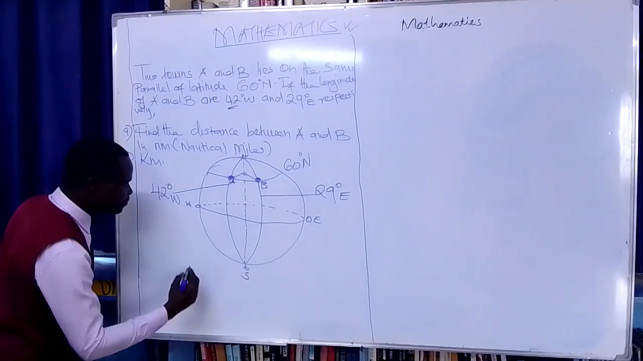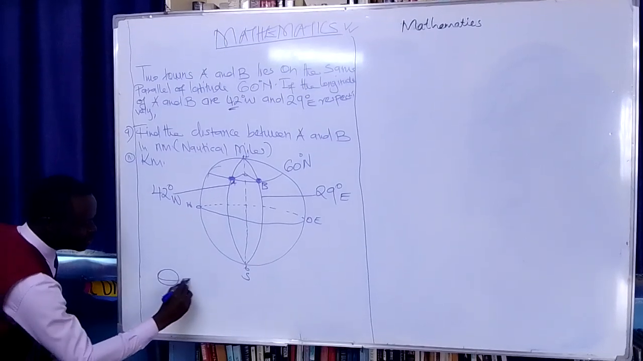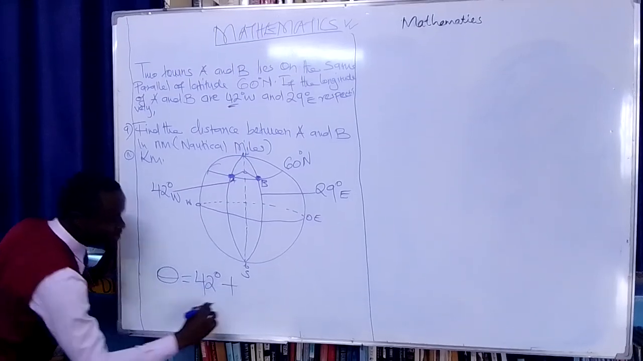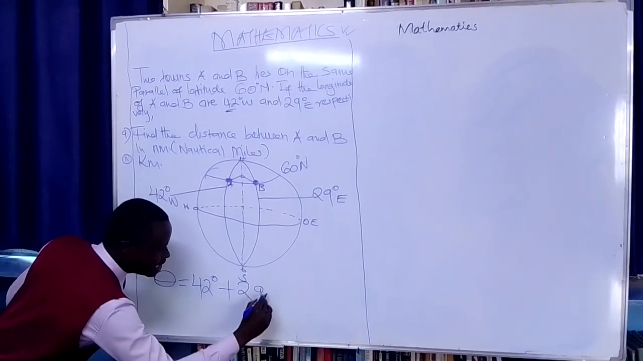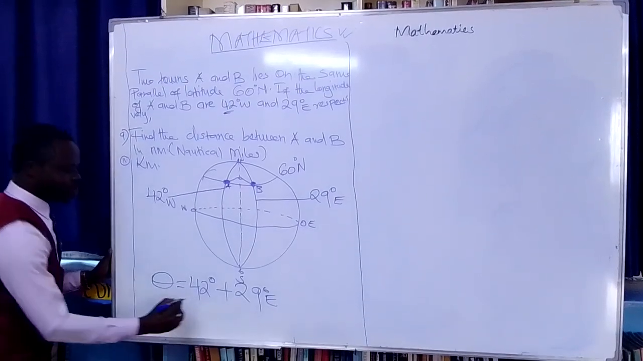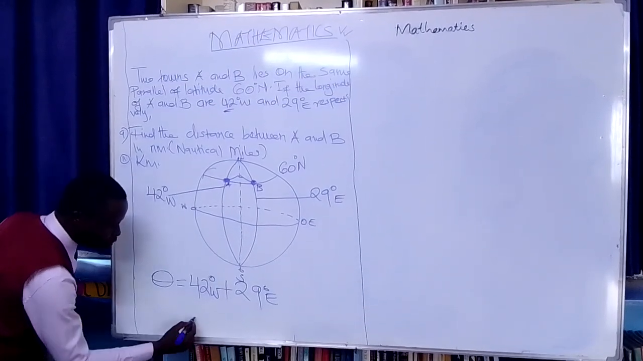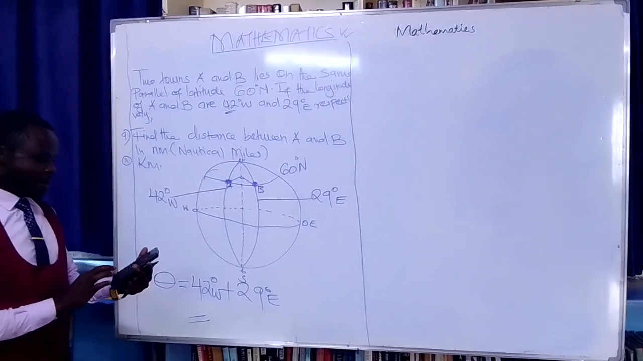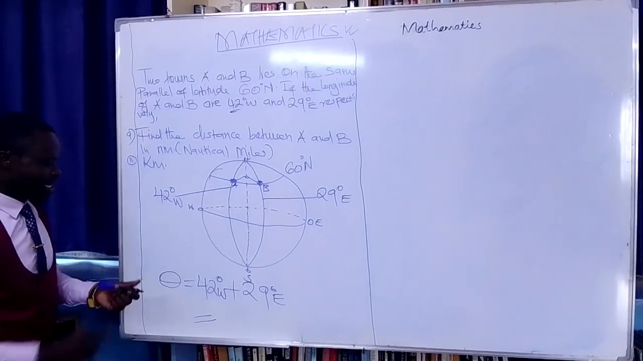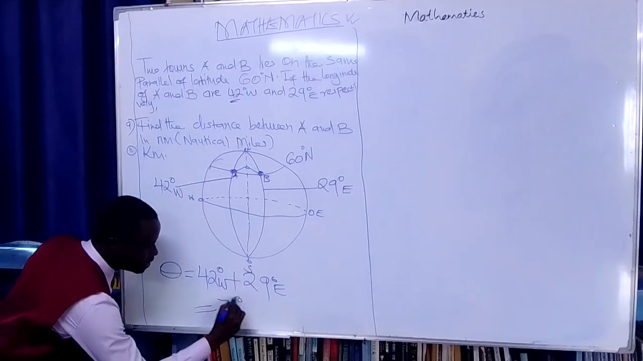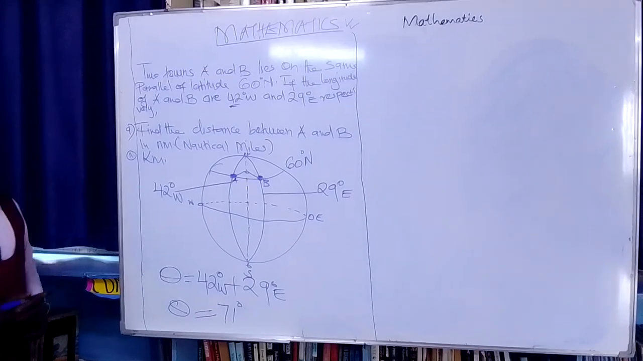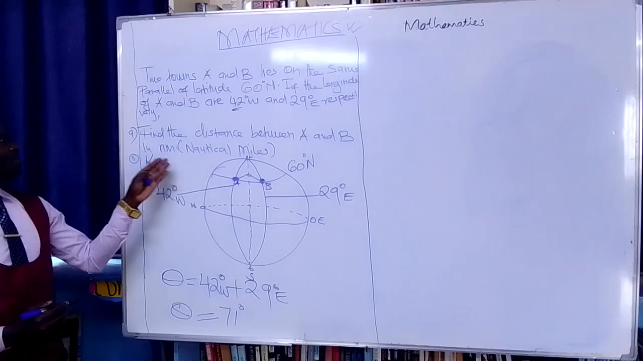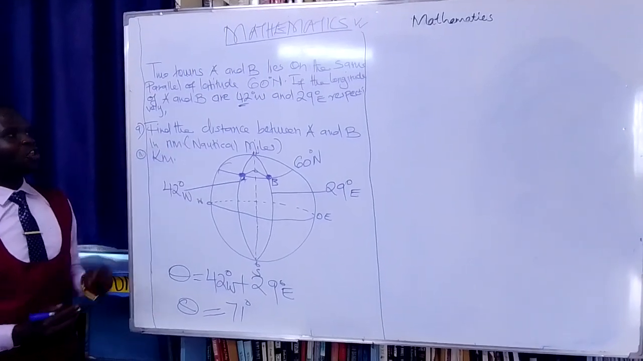So theta is going to be given by 42 degrees plus 29 degrees to the east. This one is to the west. If we add 42 plus 29, we are going to get 71 degrees. So our theta is going to be 71 degrees. So how can we use this 71 degrees to calculate the distance in nautical miles?